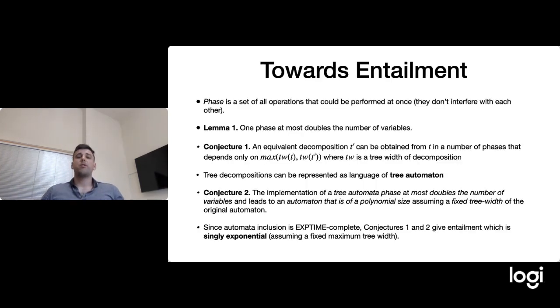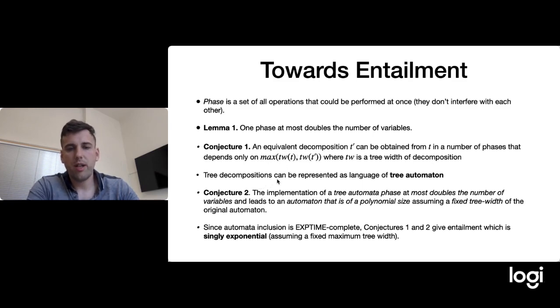And having these operations, we can formulate our main results. So let's start with a so-called phase, which is a set of operations that could be performed at once. One phase at most doubles the number of variables. The first conjecture is that an equivalent decomposition T prime can be obtained from T in a number of phases that depends only on the maximum tree width of T or T prime.